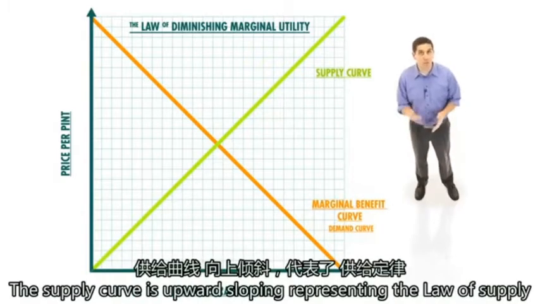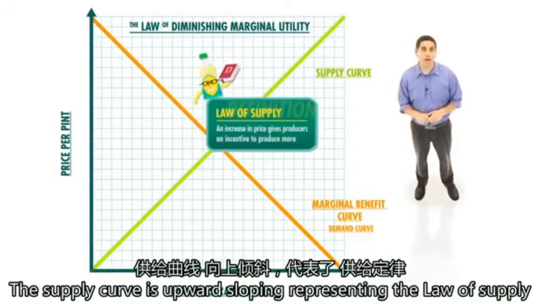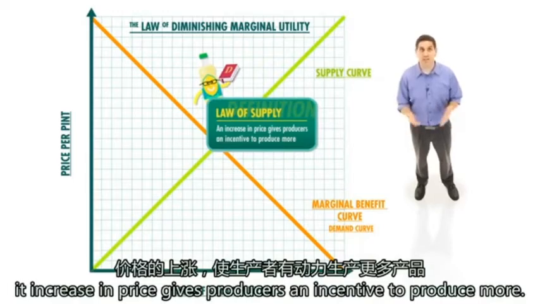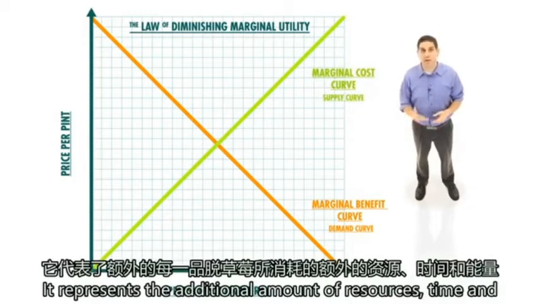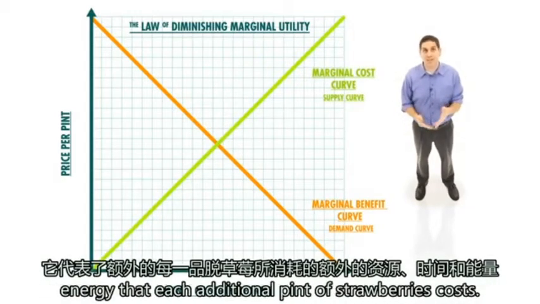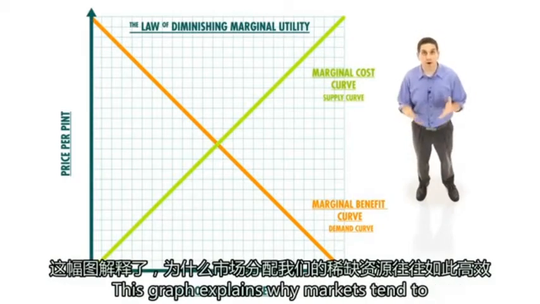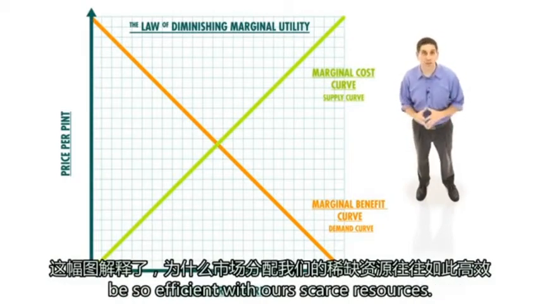The supply curve is upward sloping, representing the law of supply. An increase in price gives producers an incentive to produce more. It turns out that supply curves are really just marginal cost curves. It represents the additional amount of resources, time, and energy that each additional pint of strawberries costs. This graph explains why markets tend to be so efficient with our scarce resources.